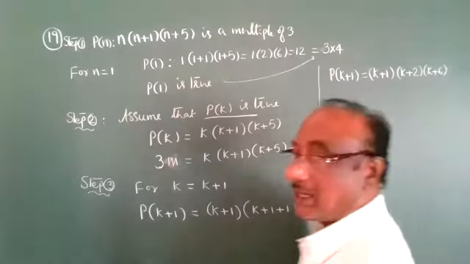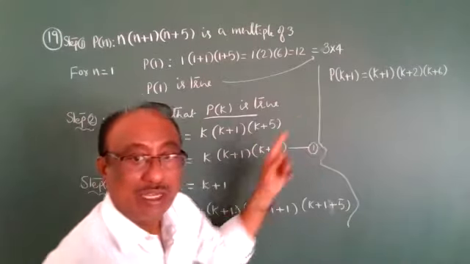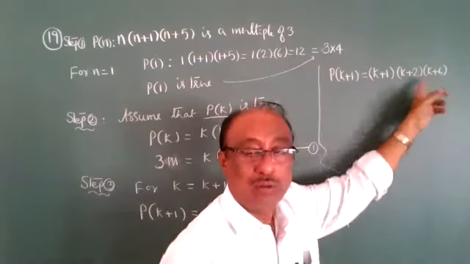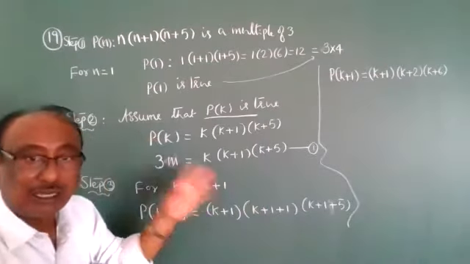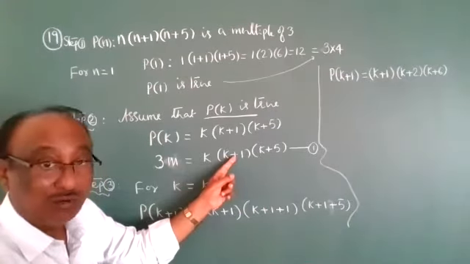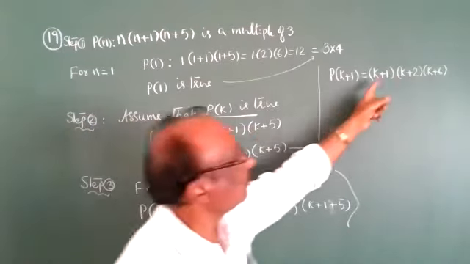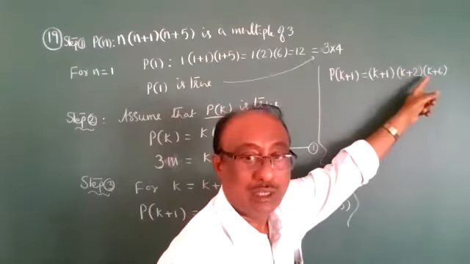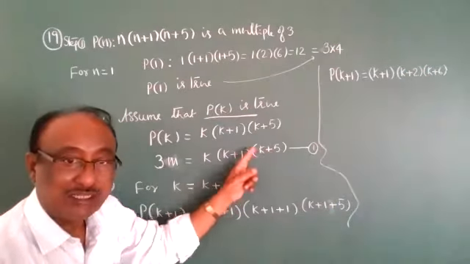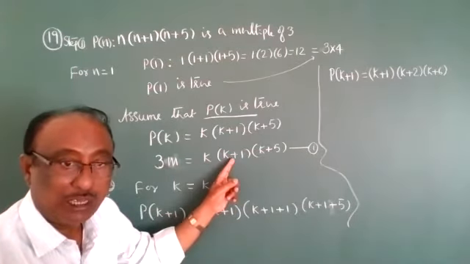Okay? Right. In these three, what value do we have in equation 1? In equation number 1, we have only the k plus 1 value. So here we have k plus 1, k plus 2, k plus 6. Here no k plus 2, no k plus 6, only we have k plus 1.